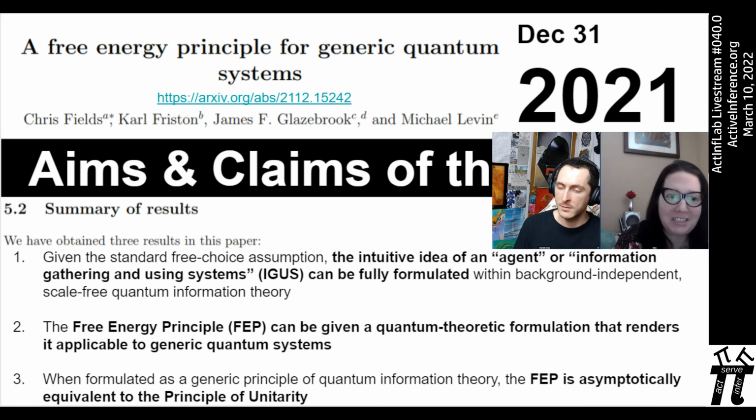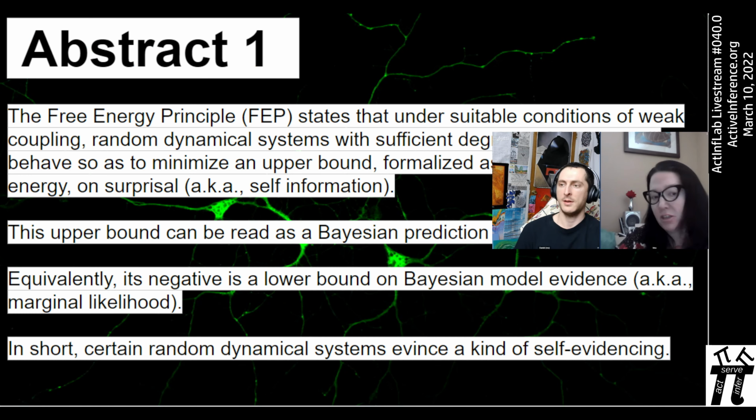And do you want to read the last one, Daniel? 3, when formulated as a generic principle of quantum information theory, the FEP is asymptotically equivalent to the principle of unitarity. Cool. Do you want to read the first section of the abstract?